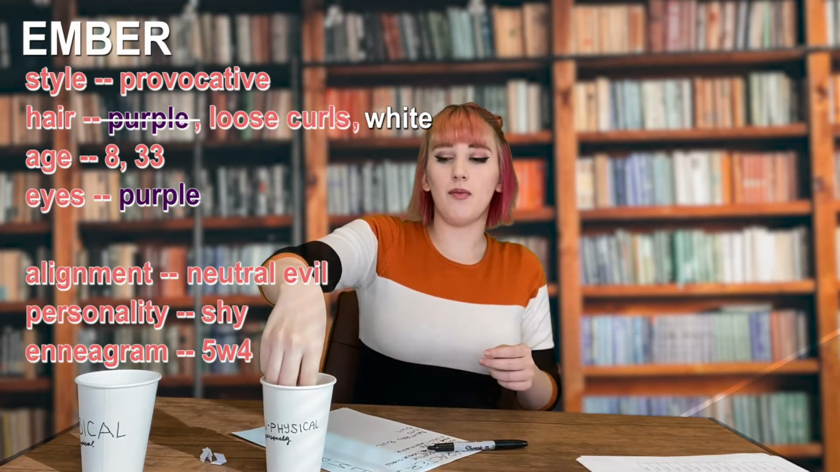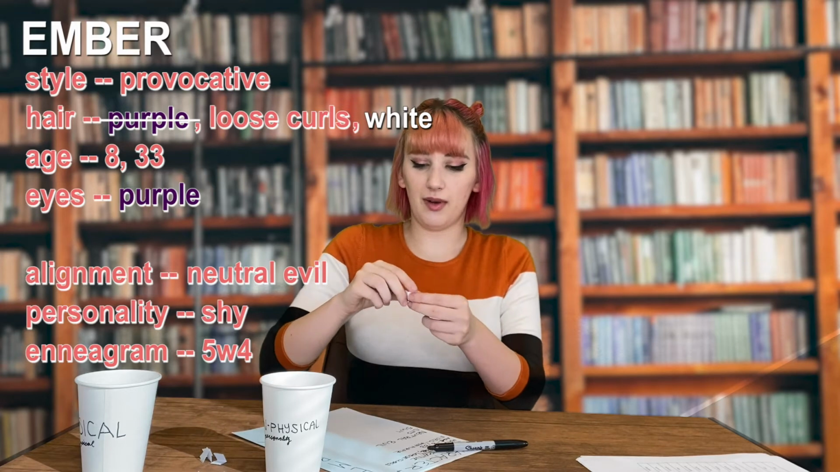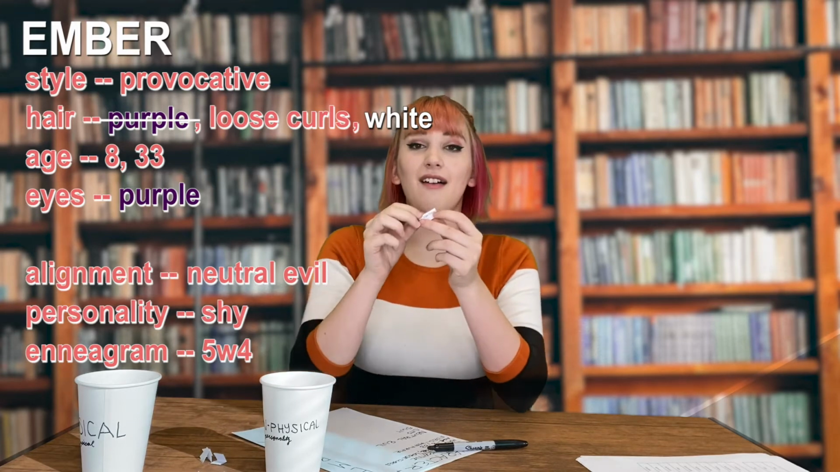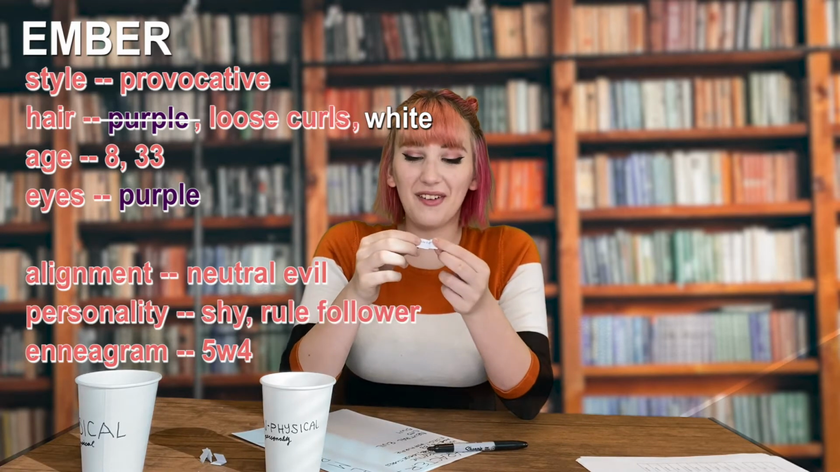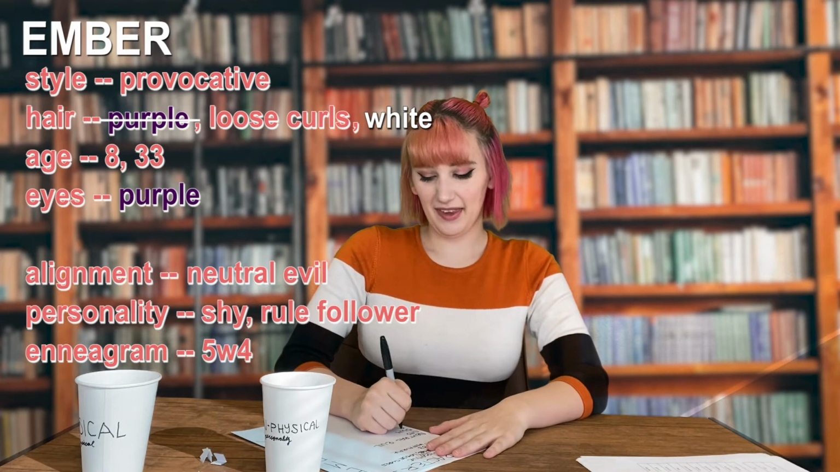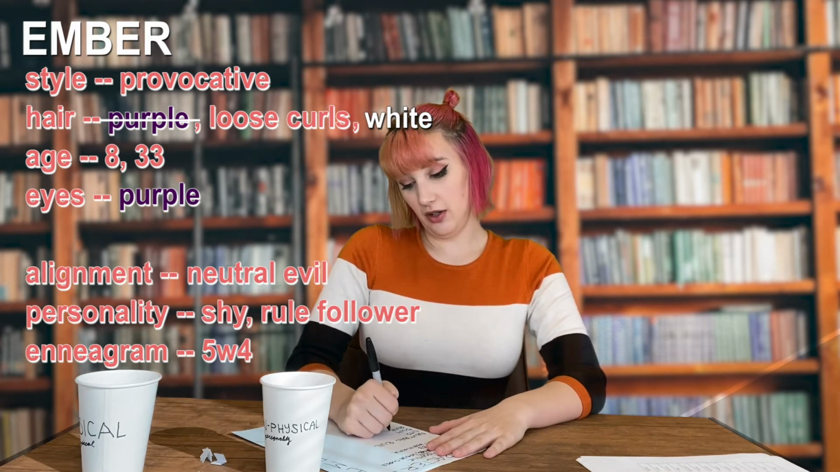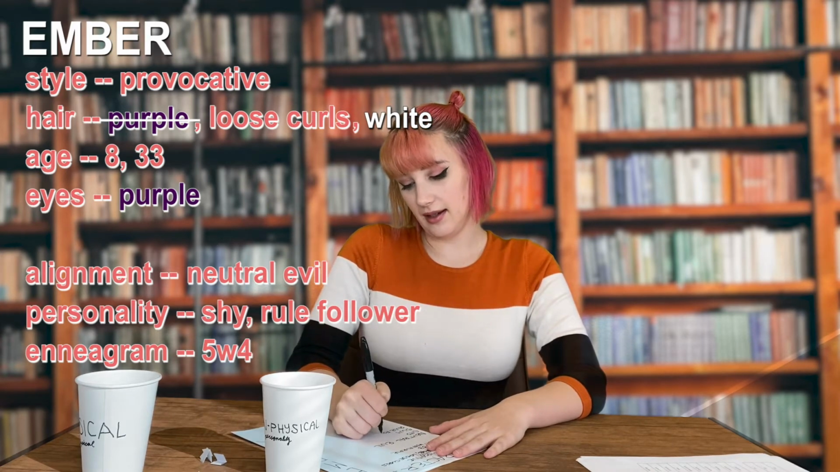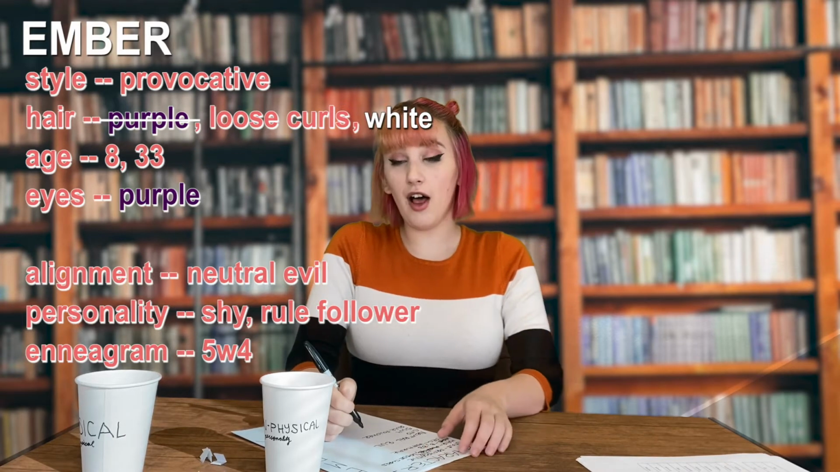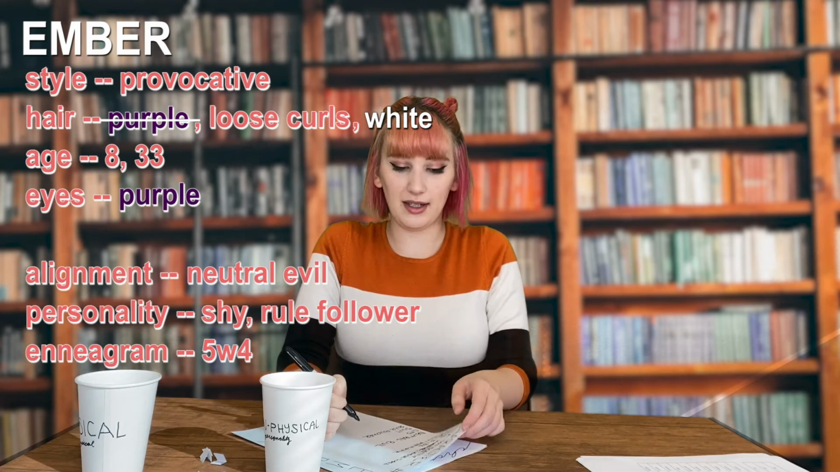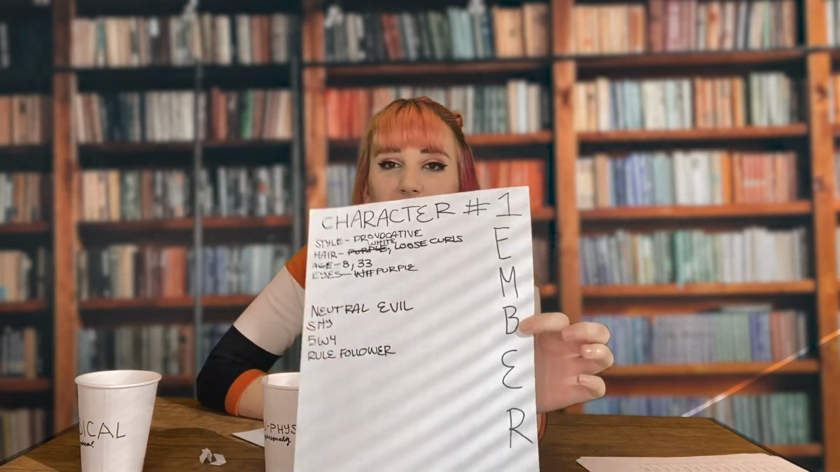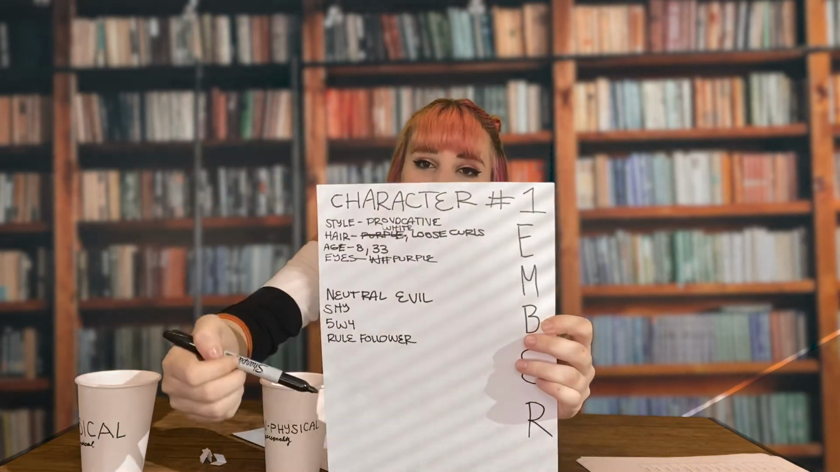I just want one more to kind of build up what I'm working with. Okay, interesting. We have a rule follower. So she's neutral evil, but she's also a rule follower. That is going to mean she probably is existing within her own system of rules that she believes she needs to follow or she believes is just and right. You can say I'm already thinking through what this character is going to look like. But we have character number 1, Ember, and then everything listed about her.